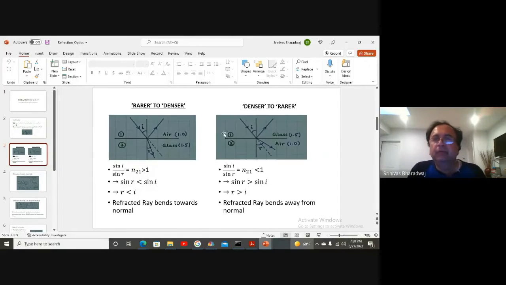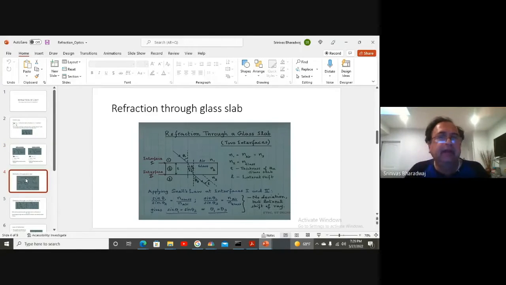Now, when you go from denser to rarer, the angle of refraction R is greater than the angle of incidence, you already know that. But in either case, sine I by sine R equals N2 by N1, or N21. Remember that. Now, when you have multiple refractions, you find that the incident ray travels parallelly.